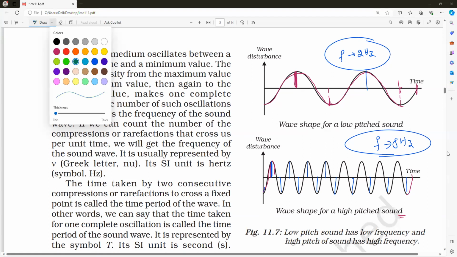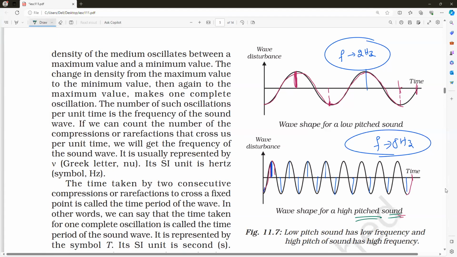So which is the high pitch sound and which is the low pitch sound? High pitch sound, high frequency. Frequency is greater, pitch is also higher. Frequency is lesser, pitch is also lesser. Is it okay, guys? So in pitch, what do you have to remember? The amplitude, the loudness of the two is the same. Only what is not the same? The number of frequencies. The number of oscillations per unit time is not the same. That is what we call pitch.